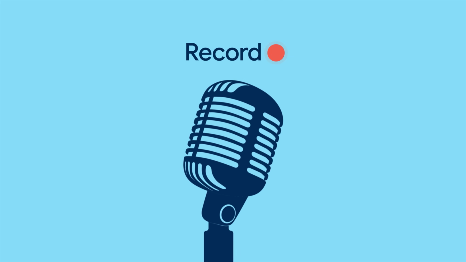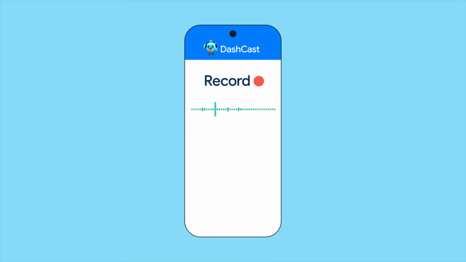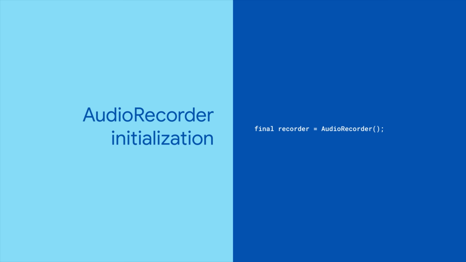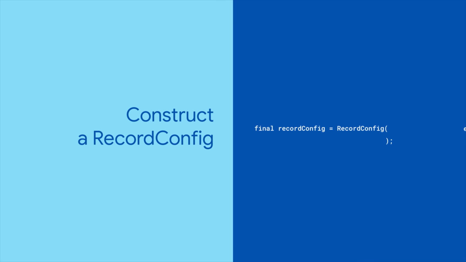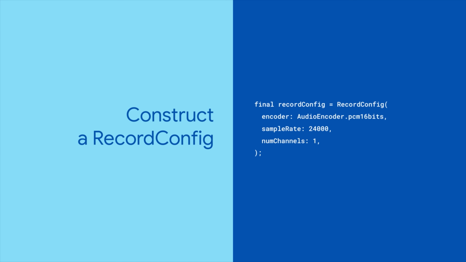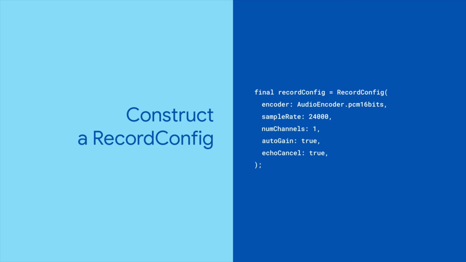Oh, it's recording. Whether you're adding audio recording or audio streaming to your Flutter app, the record package has you covered. Start by initializing a new audio recorder and construct a record config object. Here, you can specify the configuration of your audio recording, such as encoder type, sample rate, and the number of channels. You can also enable things like auto gain, echo cancellation, and noise suppression.